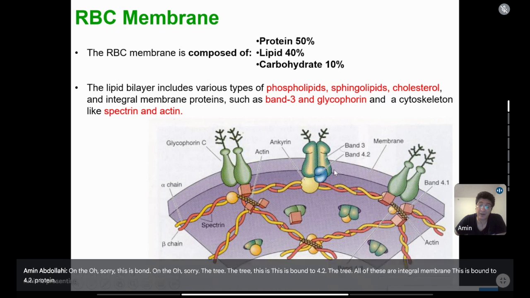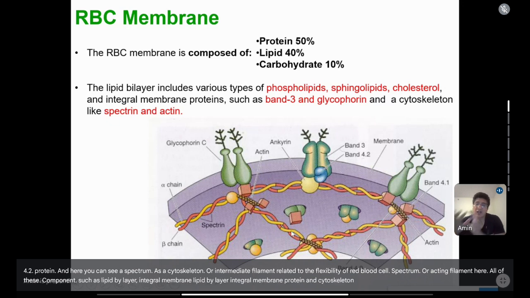And here you can see spectrin as a cytoskeleton or intermediate filament related to the flexibility of the red blood cell, spectrin or actin filament here. All of these components such as lipid bilayer, integral membrane protein, and cytoskeleton keep the shape of the red blood cell as a biconcave cell. Okay?